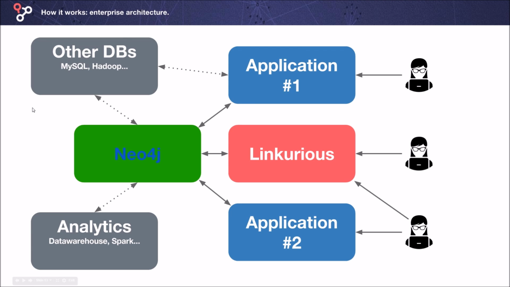Of course, you can also have more complex architecture. So, for example, next to Neo4j, you can use a data warehouse or a specific graph computing engine like Spark or something else to analyze the data and then write it back into Neo4j. You can also connect Neo4j and other legacy databases. Other applications can access Neo4j, and you can build a solid enterprise-ready architecture around Neo4j and Linkurious.